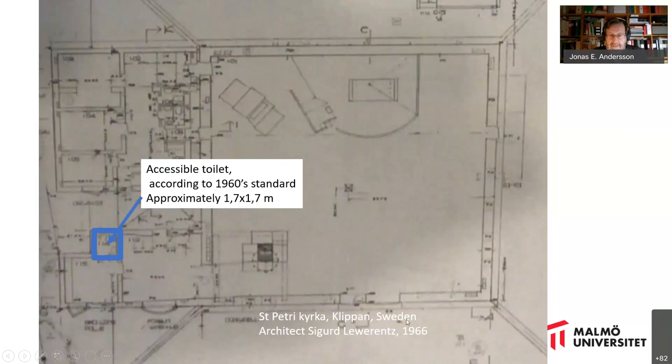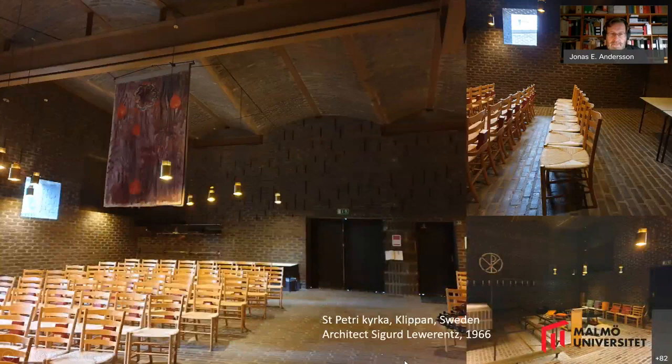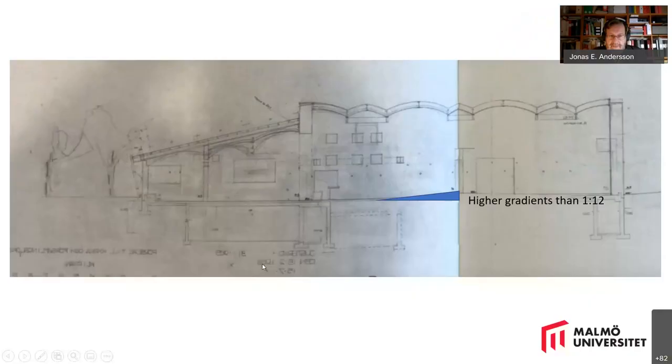But returning to the church, you can also see that this preoccupation with the natural slope of the site makes the entrance positioned somewhat higher than the altar. So you go downwards to come close to the altar, and you're seated in a slightly inclined position as well. And if you study the drawings, you can see that the gradient is not 1 to 12. It's a higher gradient, closer to 1 to 20. So Sigurd Leverenz was quite aware of how to use natural slopes as a way of emphasizing the emotional experience of this quite dark church hall.